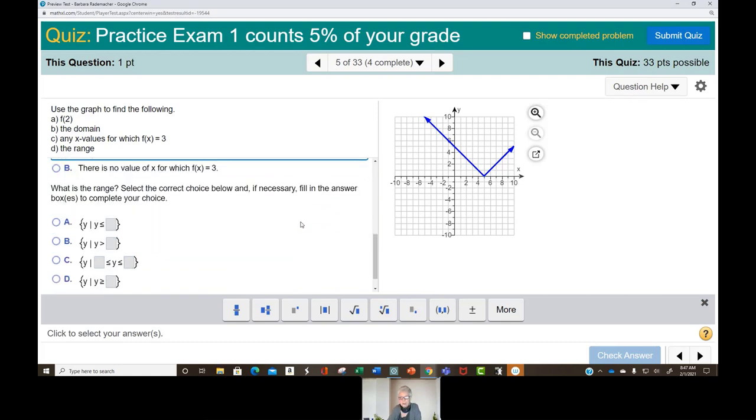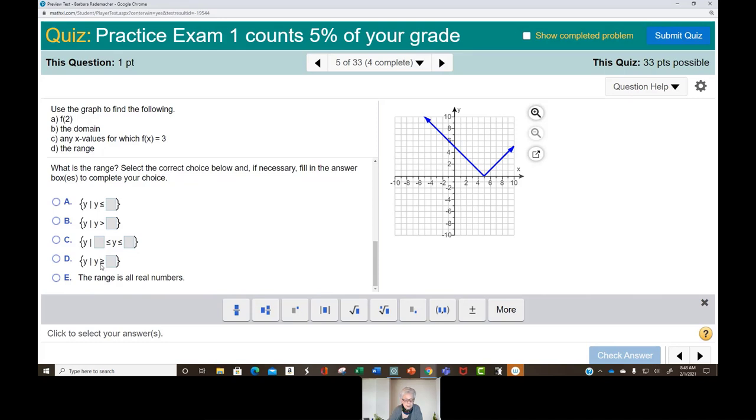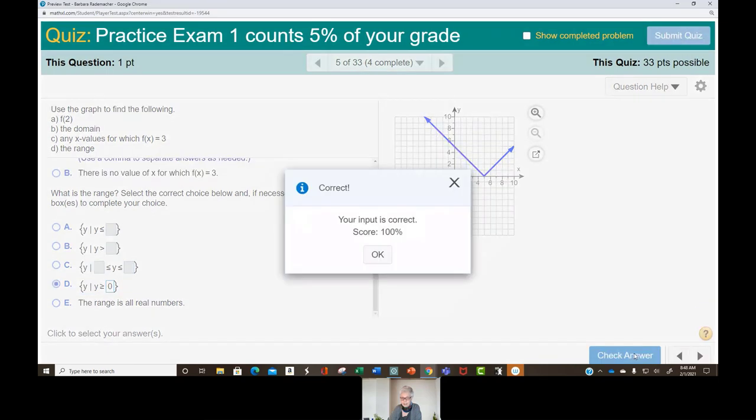Now what is the range? Okay, the range is the part of the y-axis that goes with the graph. But there isn't any graph down here. So the lower part of the y-axis is not going to go with the graph. The graph starts at y equals 0 and goes up forever. So coming over here, we would have y is greater than or equal to 0. And that would be the range. And that's all. Yay.